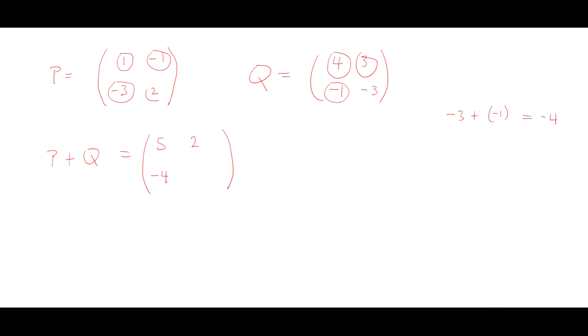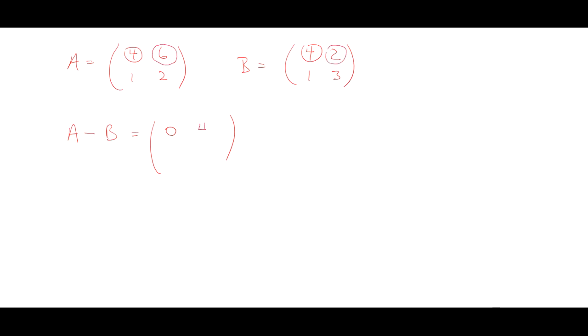And then the last term, 2 plus minus 3, so we're saying 2 plus minus 3, and this will give me minus 1, right? So this is how we add matrices. When we do subtraction, let me give you an example.